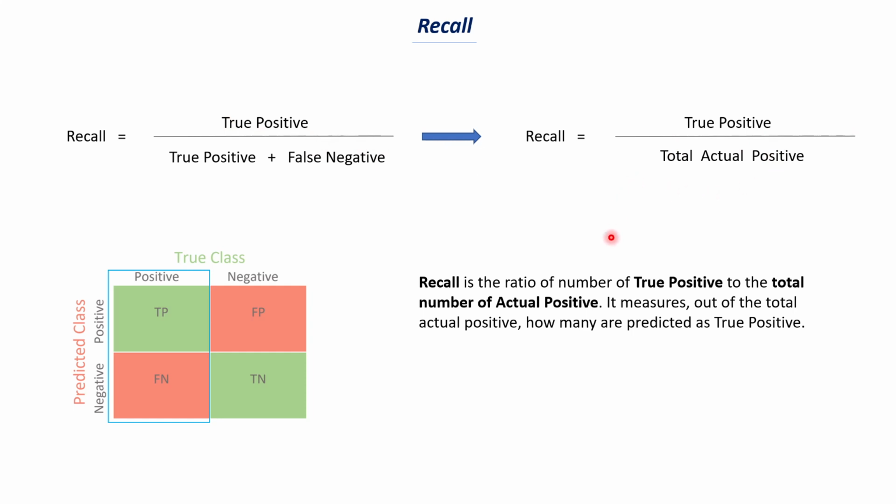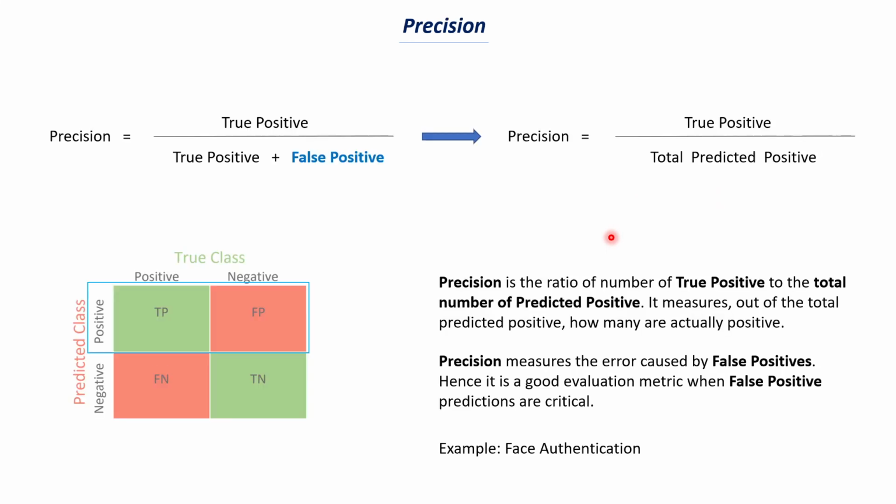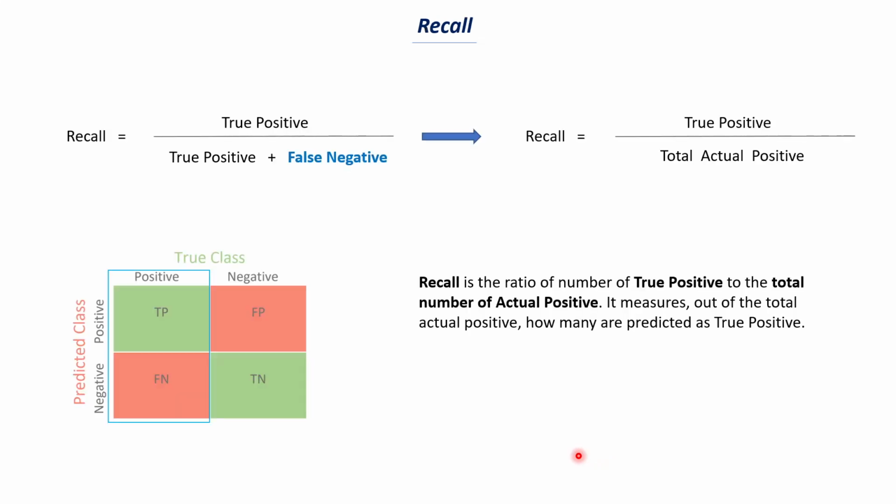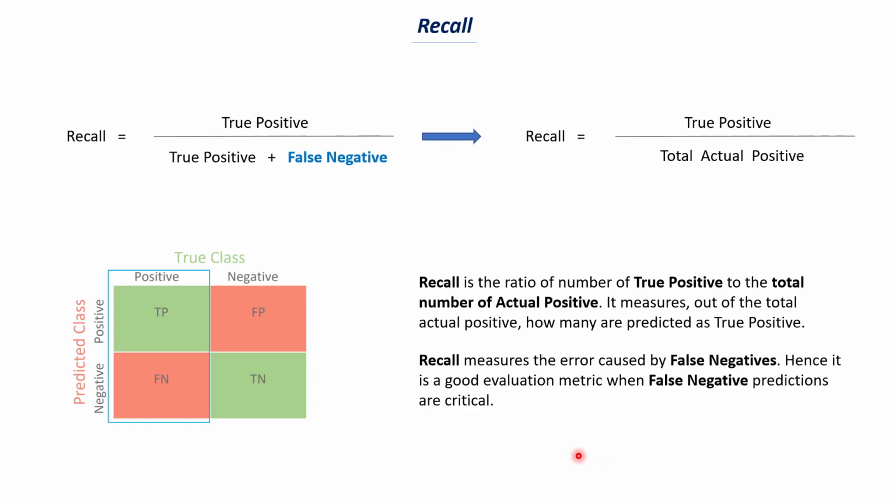As we have discussed before, precision is useful when false positive predictions are critical, as we saw in the face authentication example, whereas recall is critical when false negative predictions are very critical. Let's try to understand this. Recall measures the error caused by false negatives. If there are several false negative predictions in your model, the recall value will be low. If your false negative count is low, your recall value will be high. Our main goal is to have the maximum value of both precision and recall.